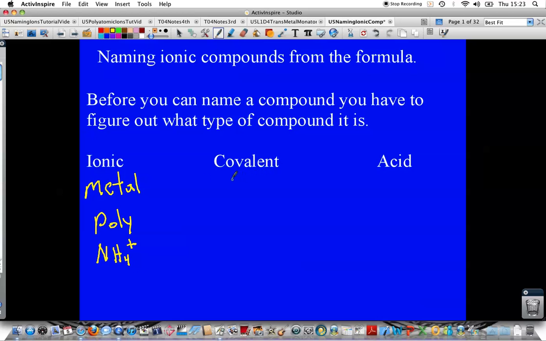If it doesn't have a metal or NH4 and it's all nonmetals, then it's going to be covalent. It's a covalent compound, and there's a different set of rules for naming covalent compounds. If it begins with a hydrogen, then it's going to be an acid, like HCl, things like that.